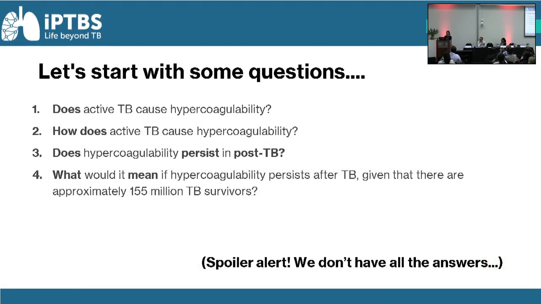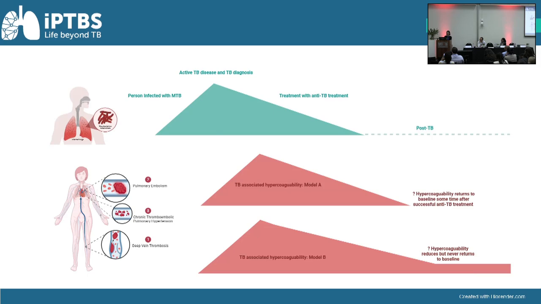So let's start with some questions. Does active TB cause hypercoagulability? How does active TB cause hypercoagulability? Does hypercoagulability persist in post-TB? And what would the implications of this be, given that there are approximately 155 million TB survivors?